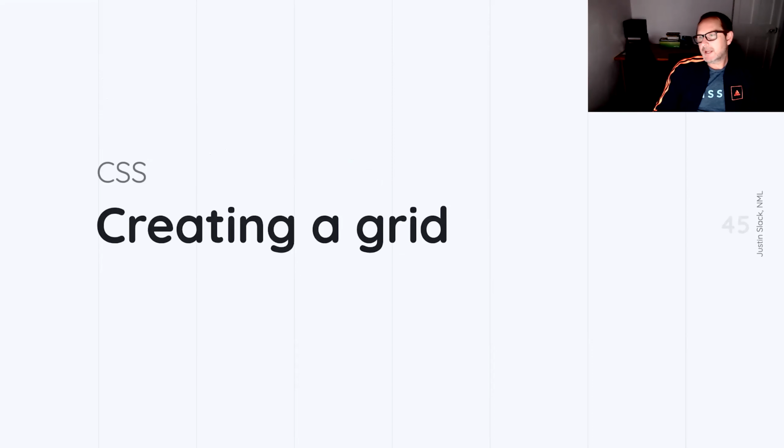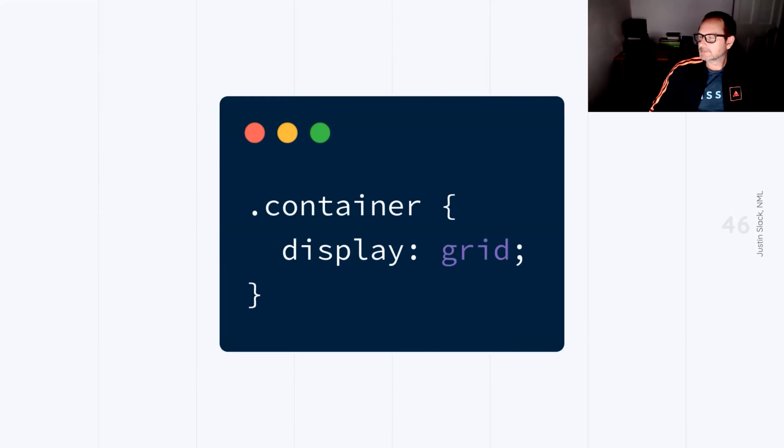Right, so creating a grid. This is really easy. You just do this, display grid, and it's done. Of course, once you have done that and you might have a bunch of children in there, nothing is going to happen. It's still going to look like a block layout, with one exception, collapsing margins. In CSS, we have the concept of collapsing margins, where if you have an item in your flow layout that is set to block and it has a bottom margin, and directly after that you have an item that is block and it has a top margin, those margins will cancel each other out.